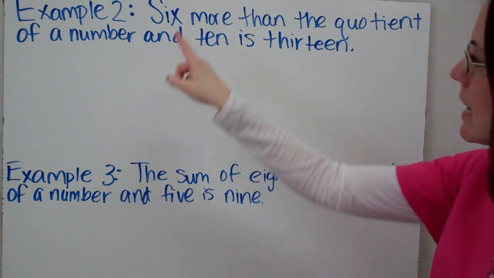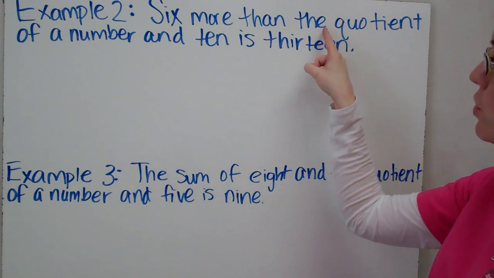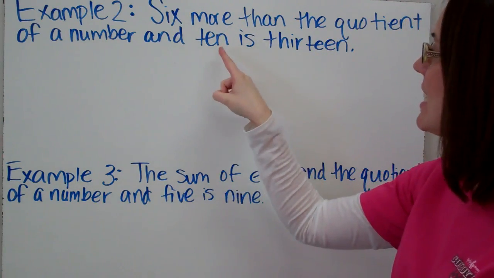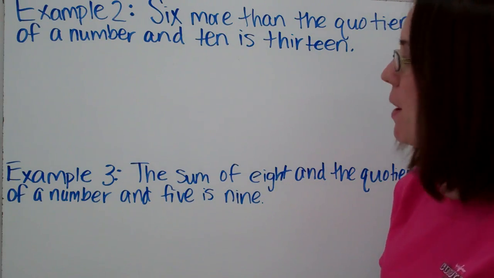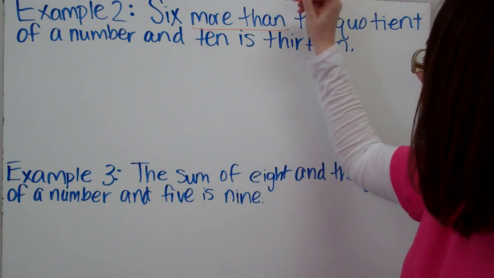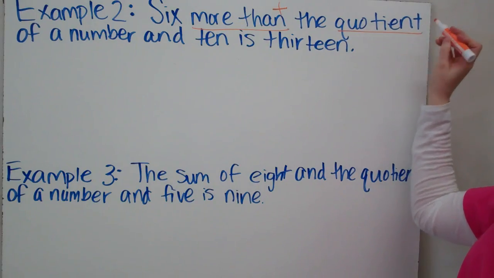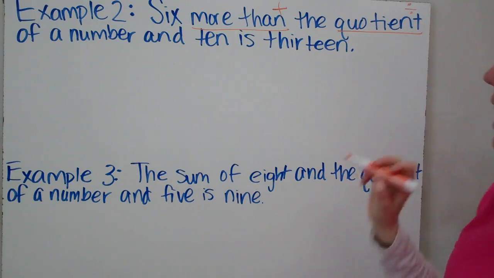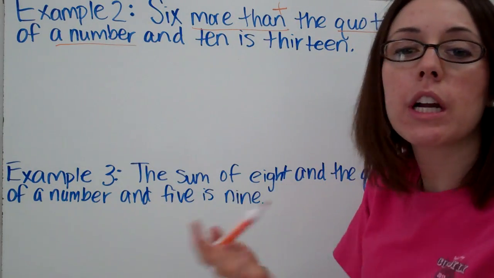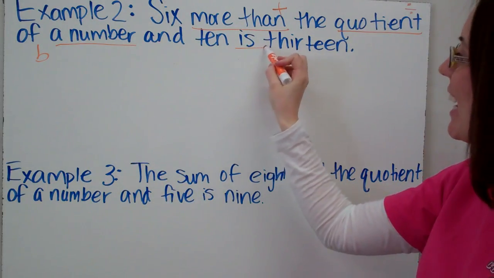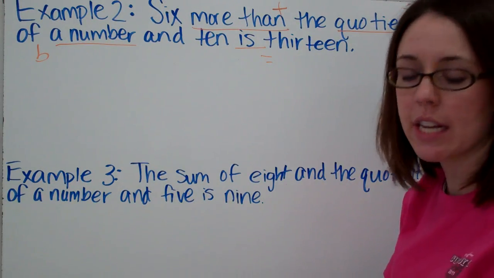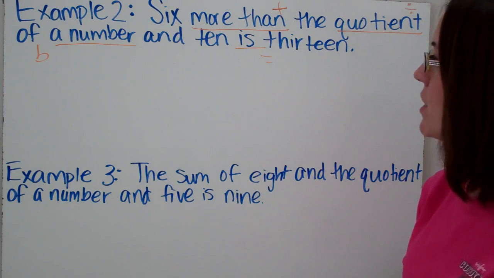Example number 2. 6 more than the quotient of a number and 10 is 13. Let's look at those keywords. More than tells us to add. Quotient tells us to divide. For a number, we're going to use a variable. Let's use B this time. And 10 is 13. Is tells us equals. So let's write our equation.